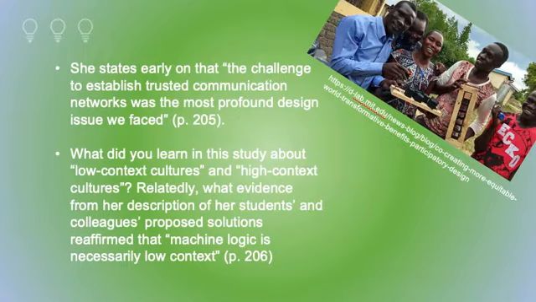So relatedly, I'd like to know what evidence from her description of her students' and colleagues' proposed solutions reaffirmed that machine logic is necessarily low context. And so she's relating this to the technologies that they were proposing to introduce to resolve or intervene into some of the problems that existed in these communities, these women-led small businesses, or in the artisanal mining situation, which was the second scenario that she discusses in her study.